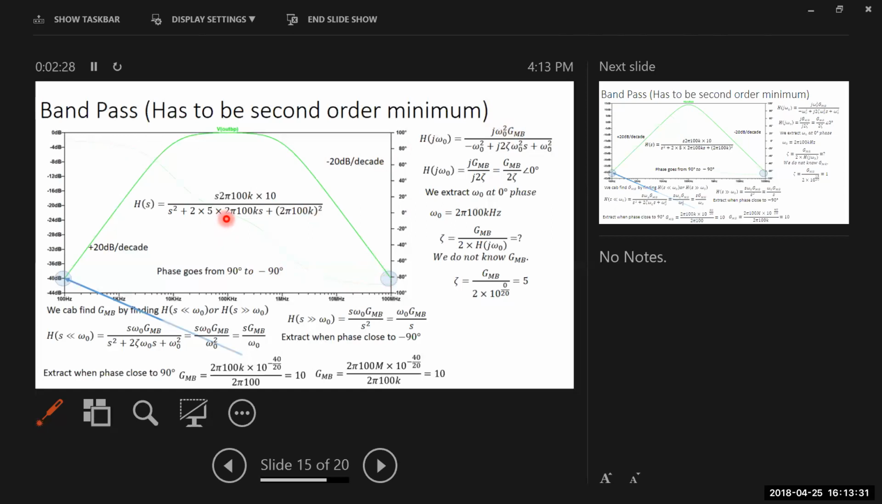So usually in these second order systems, you just find the phase difference: low pass 0 to 180, high pass 180 down to 0, band pass 90 to minus 90, and just find the midpoint. Artem, you had a question? Well, you'd think so, but in this case, it does look symmetric.